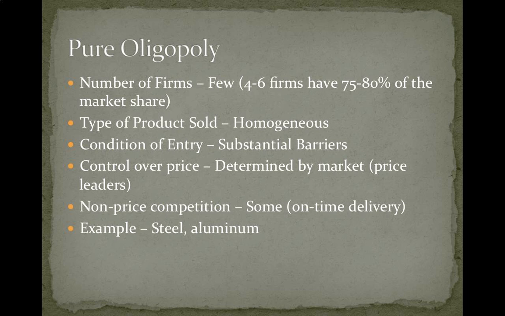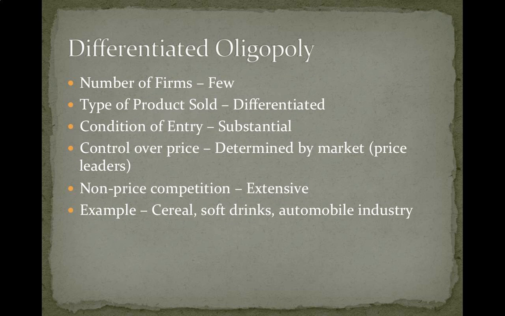Control over price is determined by the market, and there typically are price leaders in these types of industries, and I'll talk about that a little bit more in a minute. Non-price competition, because you are looking at identical products, so it would be difficult to compete on price. Everyone must pretty much sell it for the same price. So what they do is they try to promise earlier delivery, things like that, to get you to purchase from them.